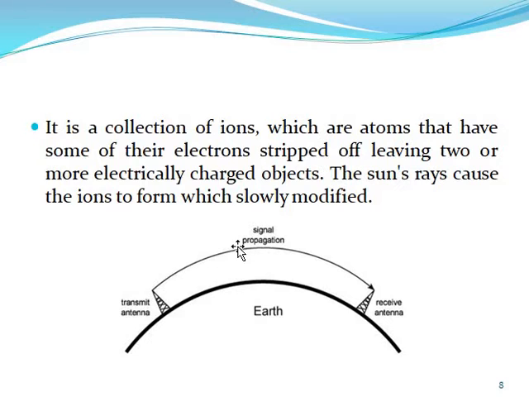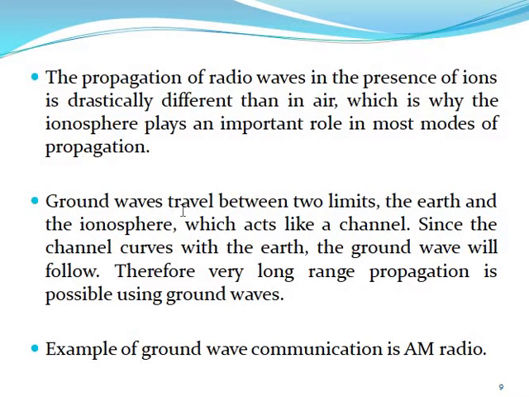The signal travels through the ionosphere and then is received by the antenna. So this is the ionosphere. It plays an important role in how the signal is transmitted. The ground wave travels between two limits, the earth and the ionosphere, which act like a channel. The channel is curved with the earth, and the ground wave follows it. Therefore, very long range propagation is possible using the ground wave. For example, the ground wave is used in AM radio communication.